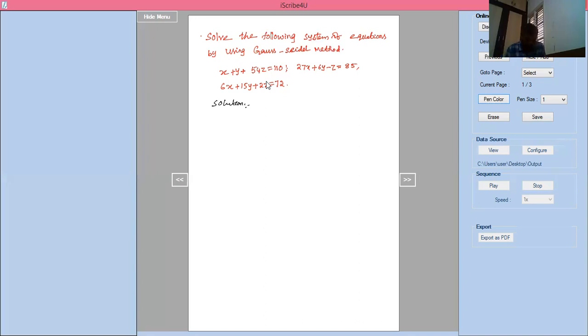So I will write, rearranging the system of equations. If you rearrange the system of equations, 27x plus 6y minus z equal to 85. Next, another one should be 6x plus 15y plus 2z equal to 72. Another one should be x plus y plus 54z equal to 110. These are the 3 equations.